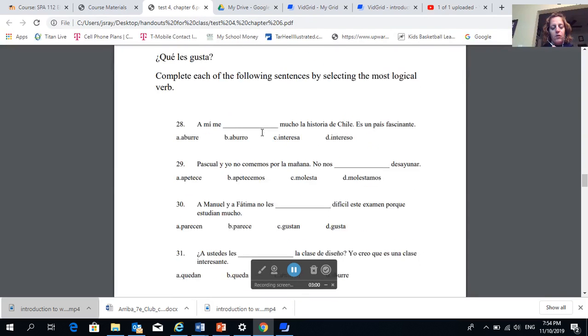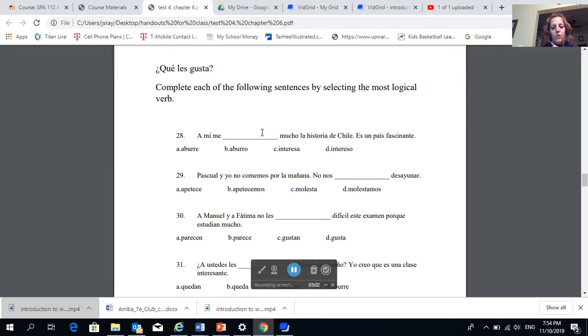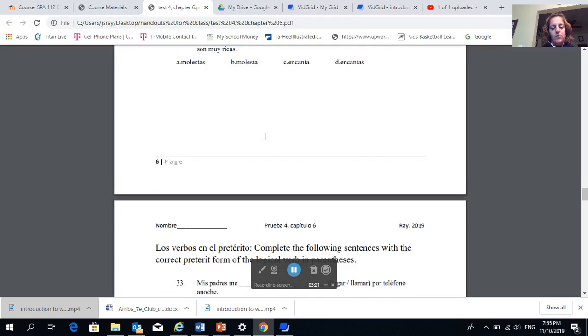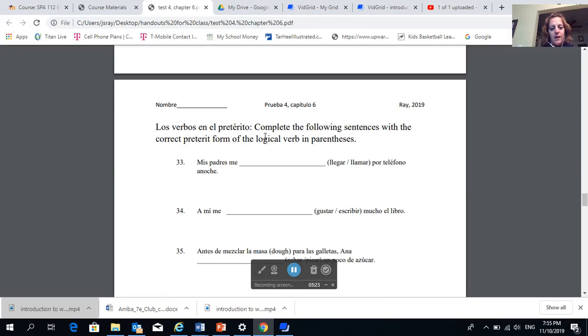So remember, these are verbs that are like gustar. You pick the one of the two choices given that makes the most sense, and then the spelling that makes the most sense. And remember, we usually conjugate these verbs into third person singular and third person plural because the subject is actually the thing that's boring to you or the thing that pleases you, not to whom the thing is boring or to whom the thing is pleasing.